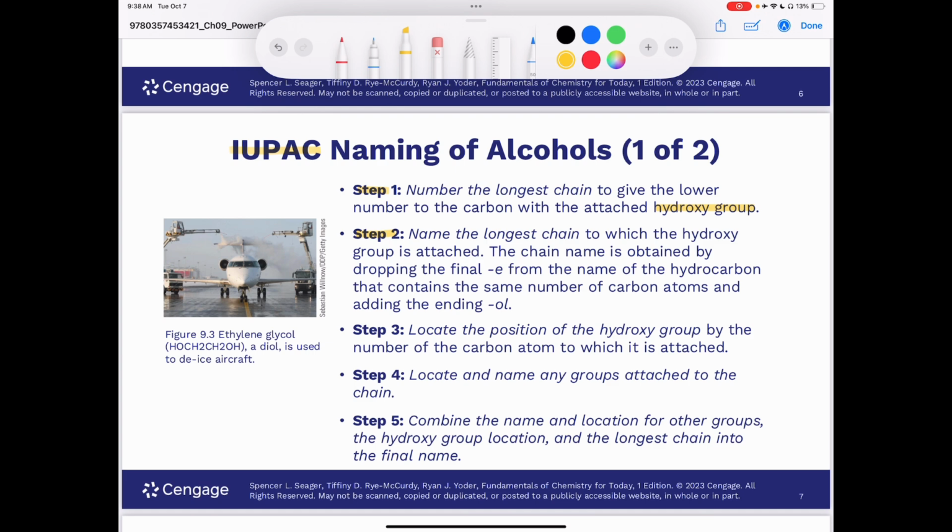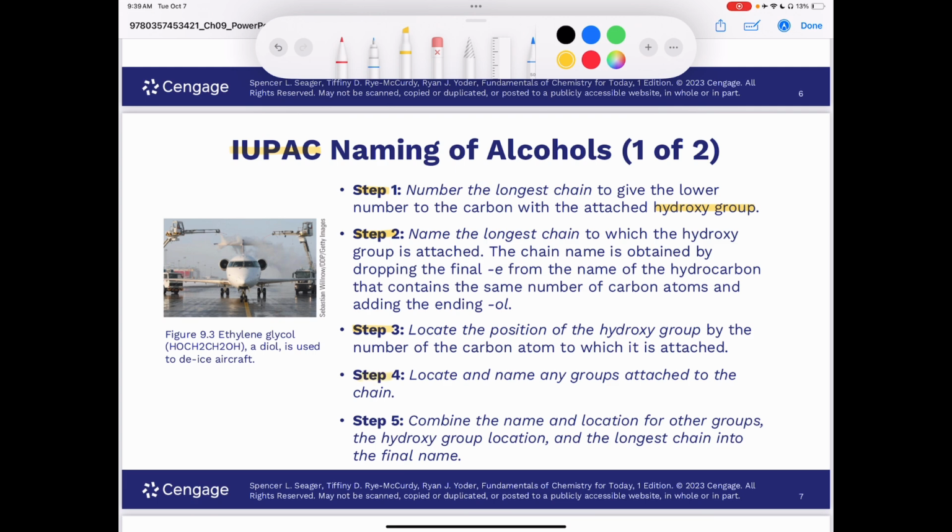So let's say we have hexane, right? We would have a hexanol. If we had an octane, it would be an octanol. If we had a nonane, what do you think? Nonanol, so on and so forth. We're going to locate the position of the hydroxy group, and we're going to provide a number for that in front of the name of the parent. And so we could have something like a 2-hexanol or a 3-hexanol, et cetera.